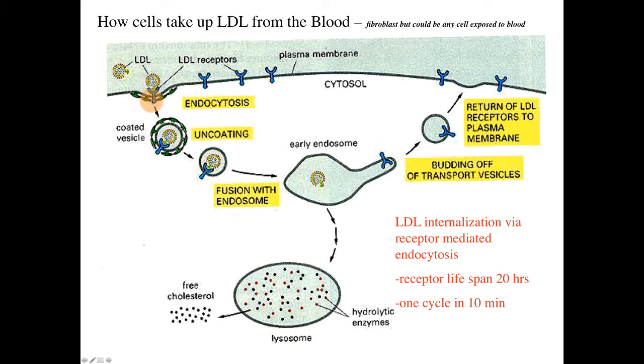The coated pit will pinch off into a coated vesicle. This coated vesicle will get internalized into the cell. It will ultimately lose its coating. It will fuse with an endosome, and in the endosome, a component will bud off and recycle the LDL receptor in a vesicle back to the cell surface, whereas other regions of the vesicle will bud and fuse with lysosomes to digest the LDL into free cholesterol. This LDL internalization occurs by something called receptor-mediated endocytosis.